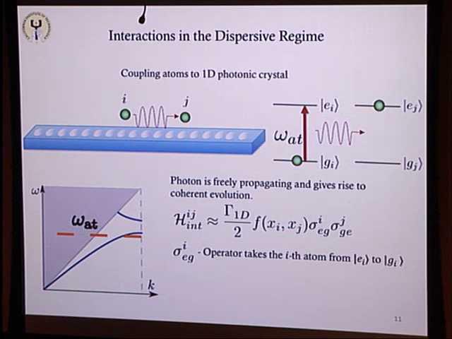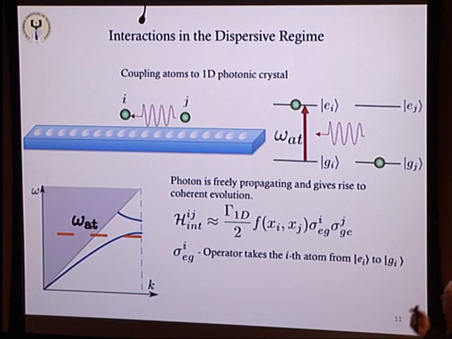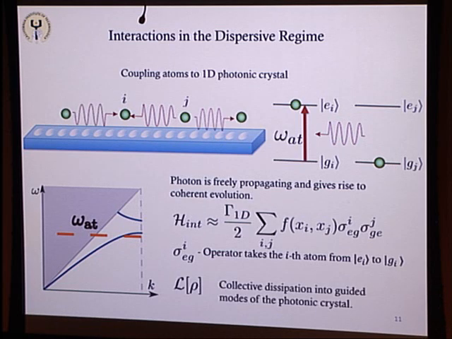You could write down a Hamiltonian that tells you about the evolution of this system, where these sigmas are just the operators that take these atoms from ground to excited state. And you can build this up with a whole bunch of atoms, and they're all really talking to each other via the guided modes of the structure. There's also collective dissipation in the system, and that's dissipation of these atoms into the guided mode of the structure, and that gives rise to things like superradiance for multiple atoms coupled to this system.